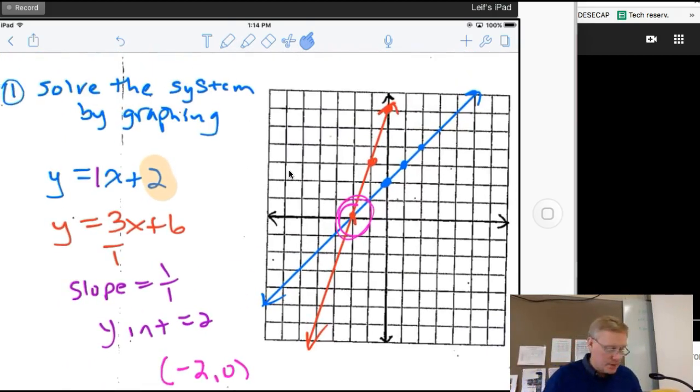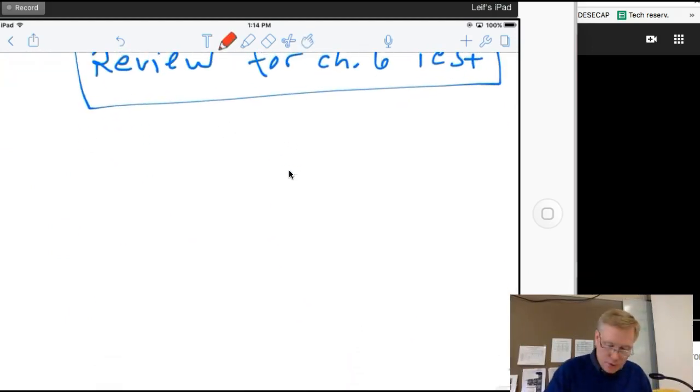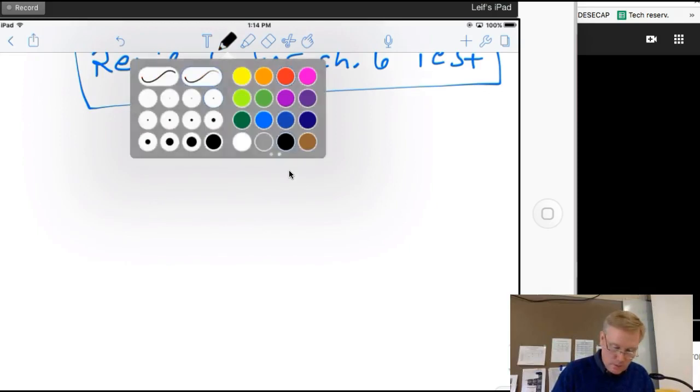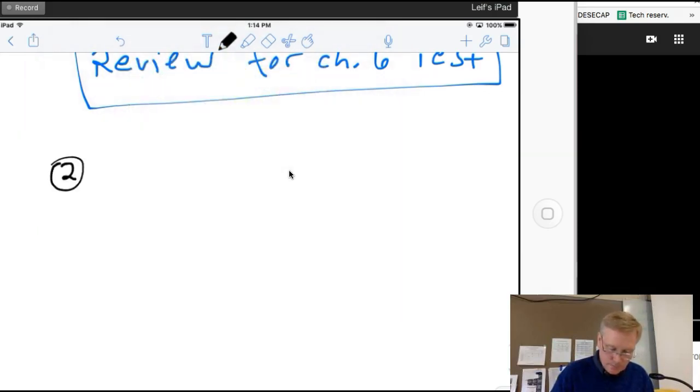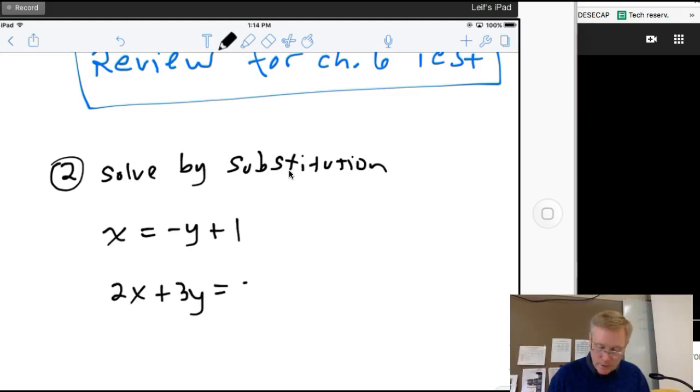That's the first problem. Second problem, going up here, which is for substitution. So remember, solve by substitution. In order to do this, you got to have x equals or y equals. And if you don't have that, you need to manipulate the equation to get it. So I got the system of equations is x equals -y plus 1. And the other equation is 2x plus 3y equals -4.